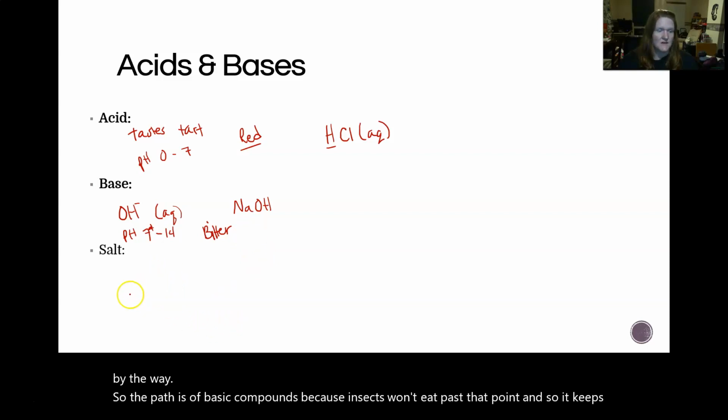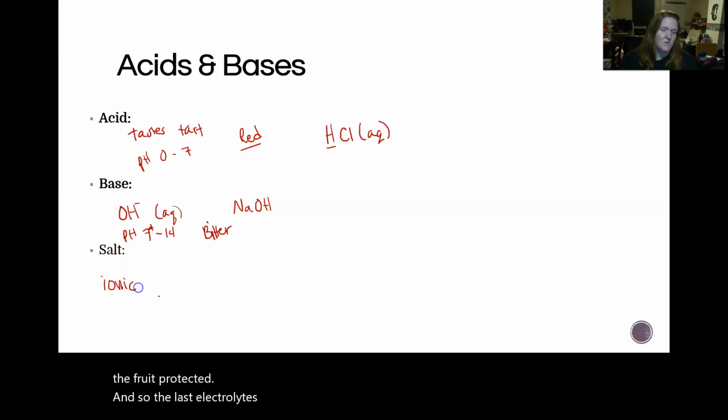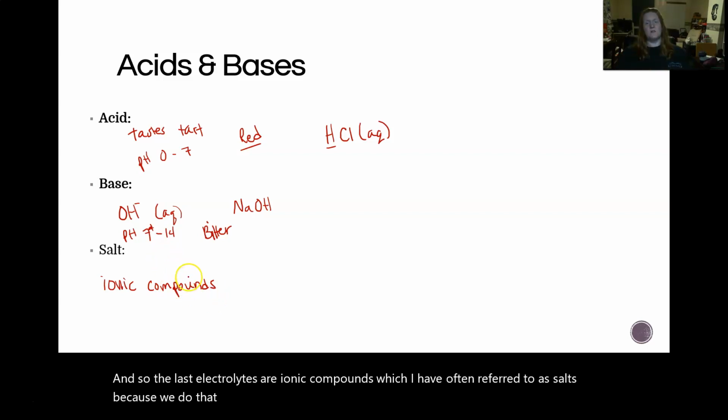And so the last electrolytes are ionic compounds, which I have often referred to as salts because we do that. Ions come together to form ionic bonds. That's a salt.